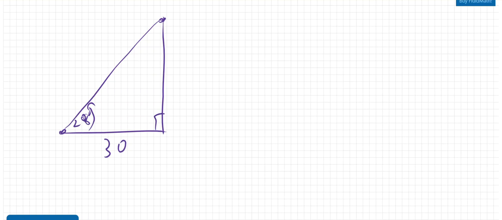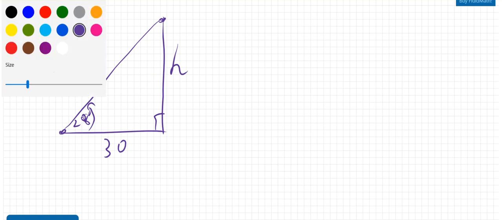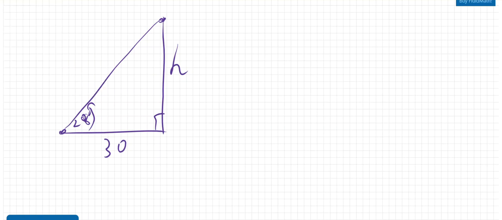And what are we trying to find? Use a variable for what you're trying to find. I'm trying to find the height of that tower. So I'll use h. You can use x, but I'll just use h for height. Now I can see clearly what I'm trying to find. I can see I have enough information to use trigonometry. So now I've got to work out which trigonometric ratio I will use. Sine, cosine, or tangent.